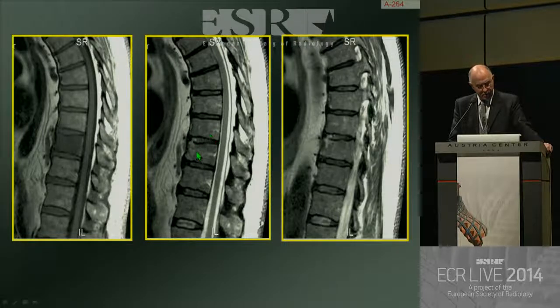If you look at the T2, you'll confirm that the end plate is in fact lost here. But what this also shows you is there's a soft tissue process going anteriorly in the adjacent disc space.